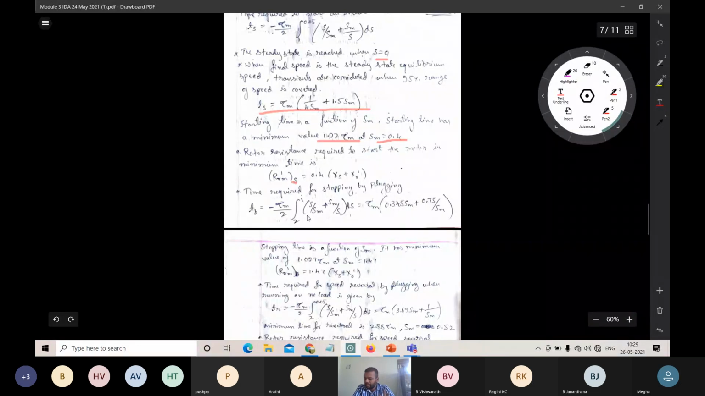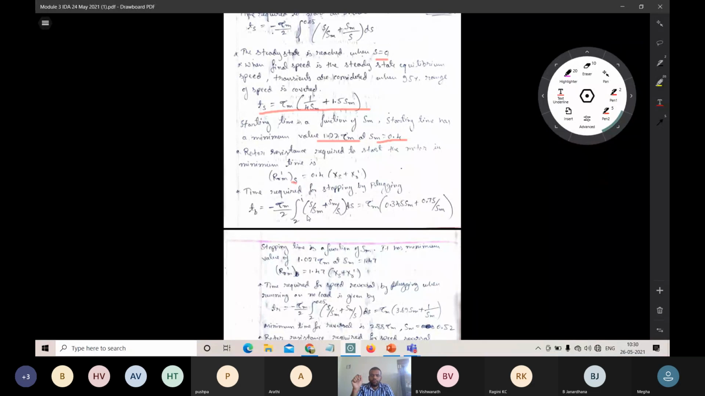So these are some standard integrations that we derived from the equations, if you just apply the mathematics here. At the time of breaking by using plugging, we are in the part of starting and plugging. Plugging is nothing but breaking of a motor, nothing but the stopping. So here we are just stopping the motor.